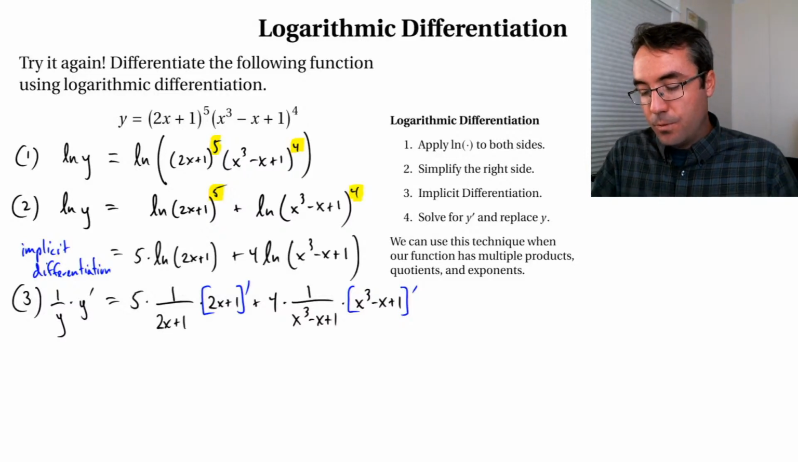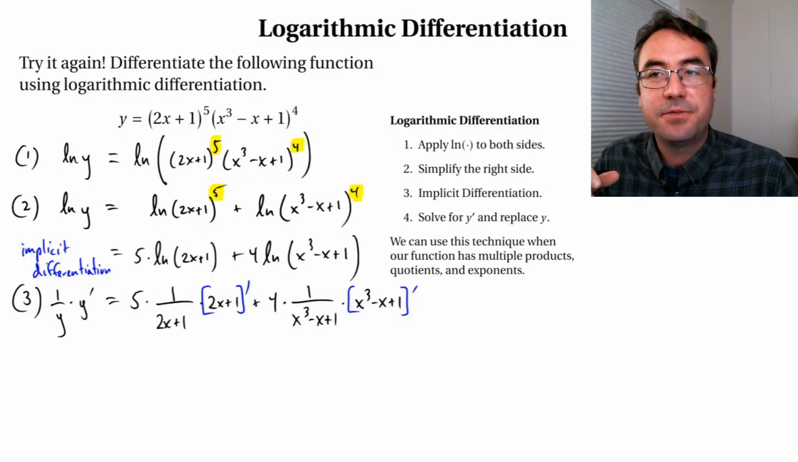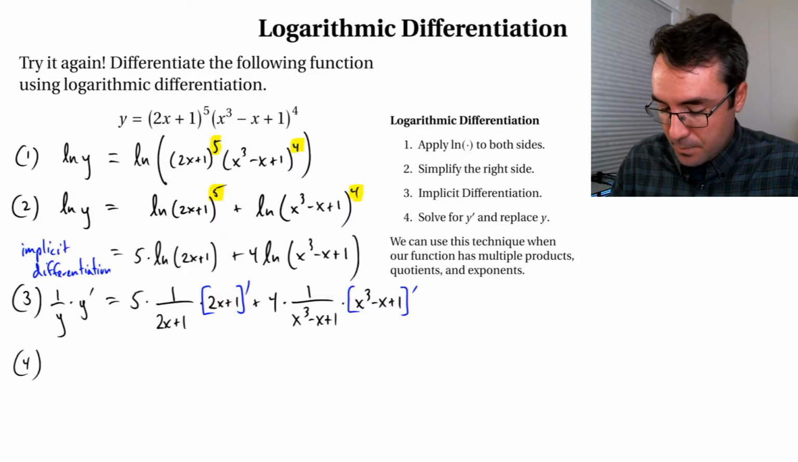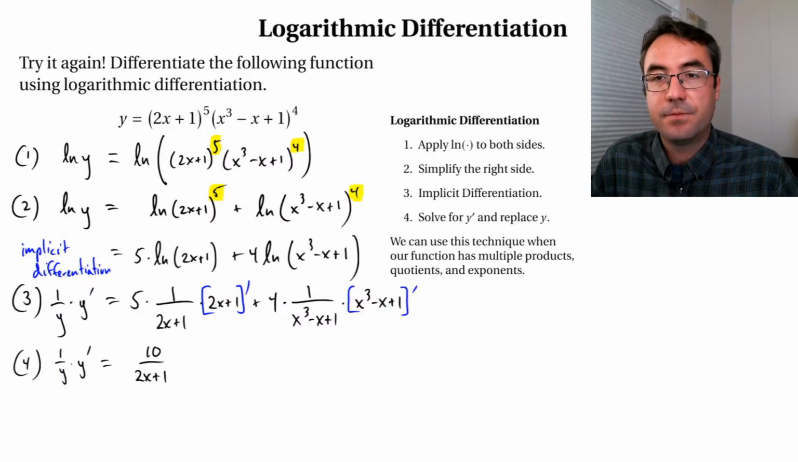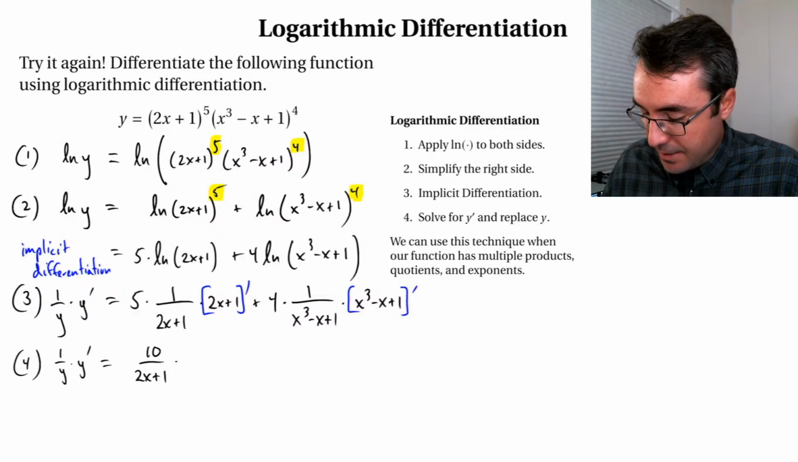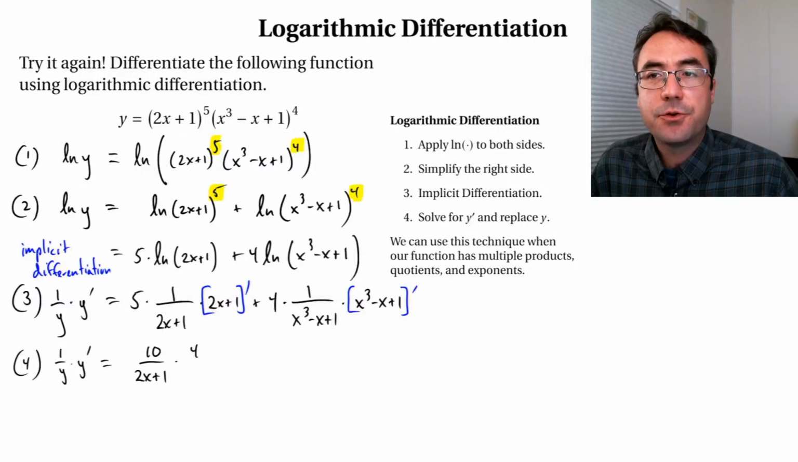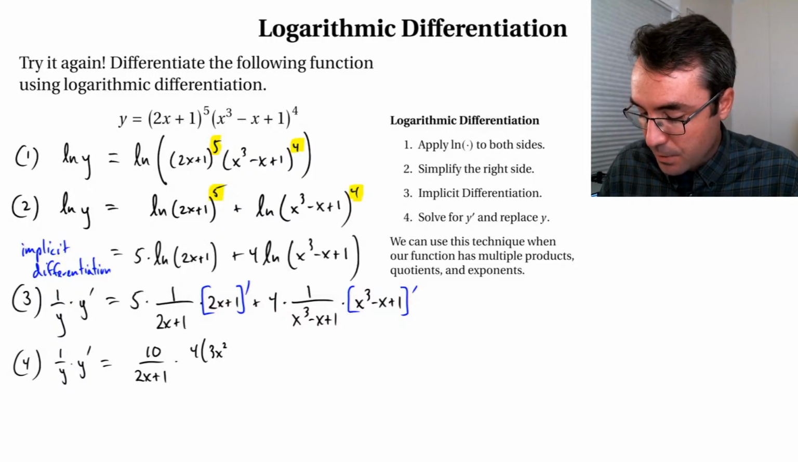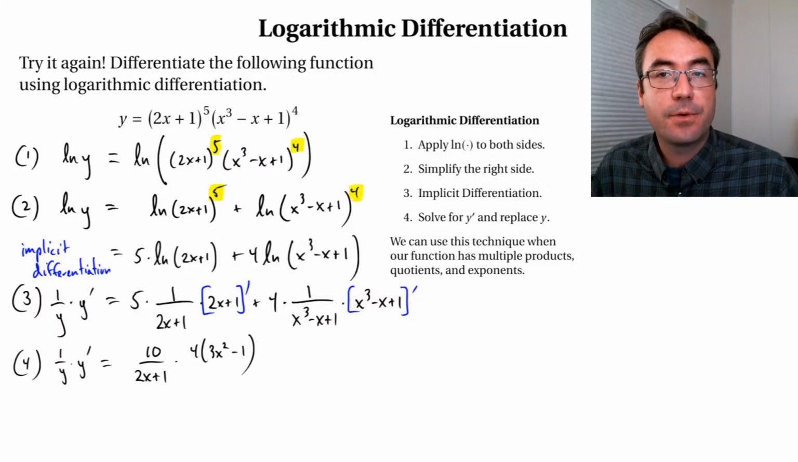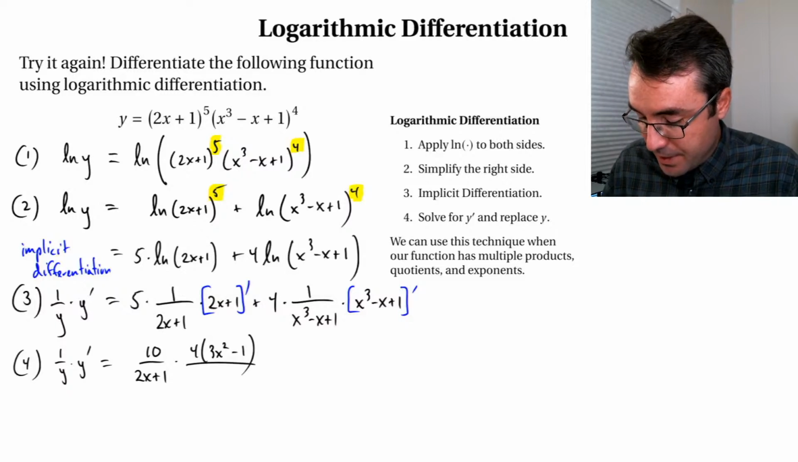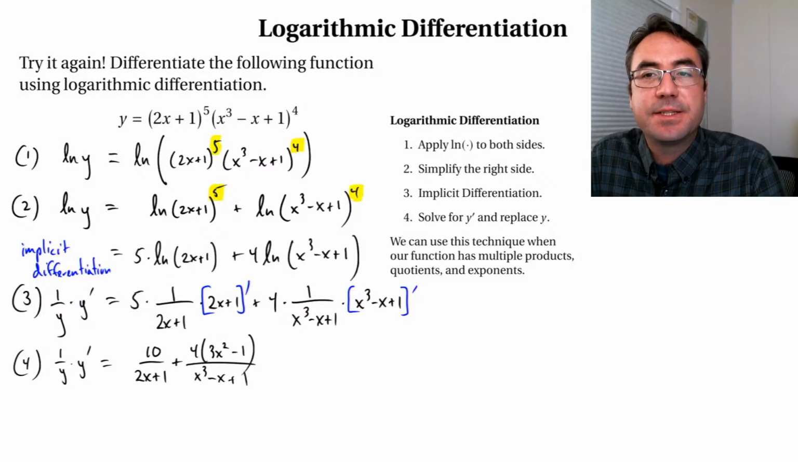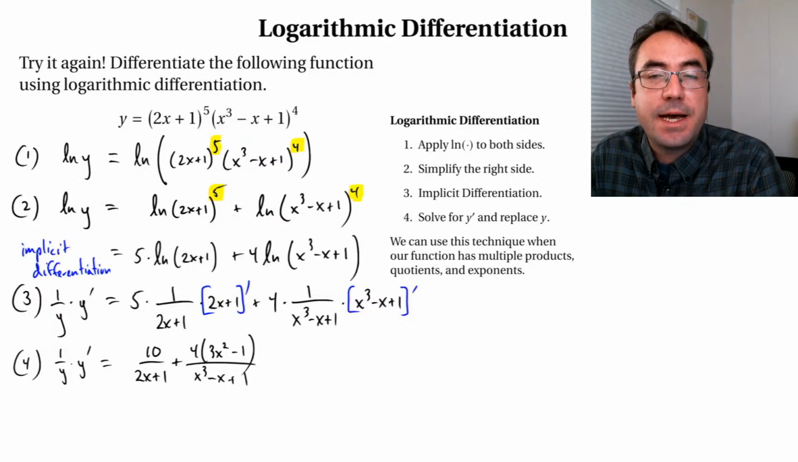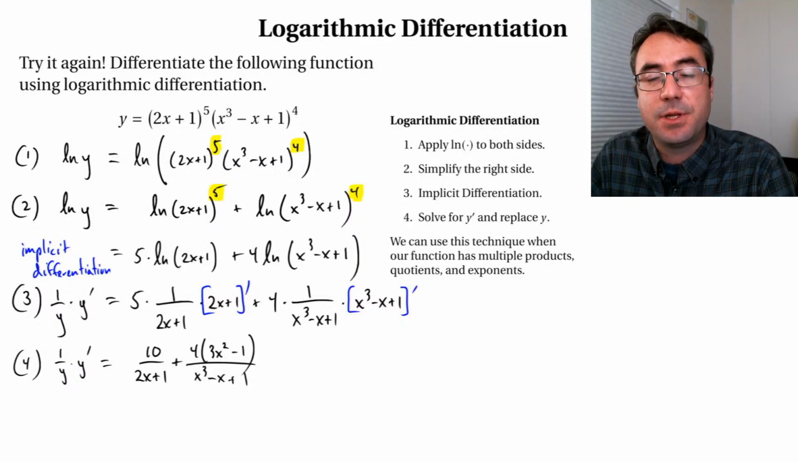All right, so then we keep differentiating if we have any brackets to finish up. The derivative of 2x plus 1 is 2. So I would write that as, I'd multiply it with the 5 and put it all over that fraction 2x plus 1. Then we have the 4. And the derivative of x cubed minus x plus 1 is 3x squared minus 1. I would put that all in the numerator for that second fraction, and so this would be over x cubed minus x plus 1. If we just clean up the right-hand side there, we get 10 over 2x plus 1 plus 4 times 3x squared minus 1 over x cubed minus x plus 1.